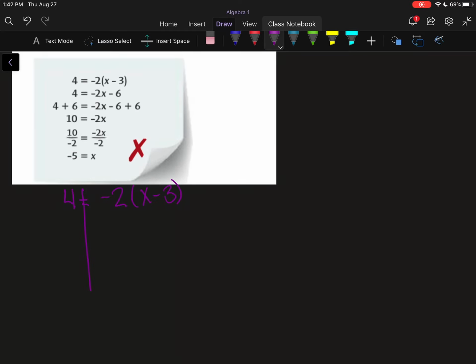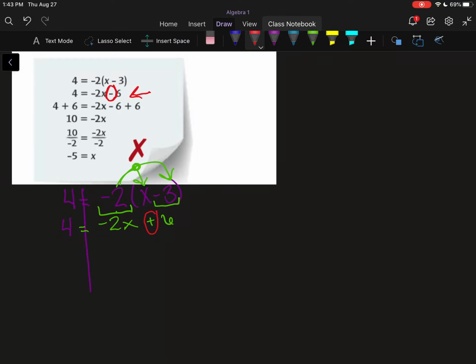I'm going to draw my line, bring down my 4. I see that I have a negative 2 out in front of these parentheses. That means that I want to distribute, which means use multiplication. So I'm going to multiply, and I'll have negative 2x, and then negative 2 multiplied times negative 3. Oh, that's a negative times a negative, which is a positive. So let's see right here. Did they have that? No, they had a negative. That's where they messed up.